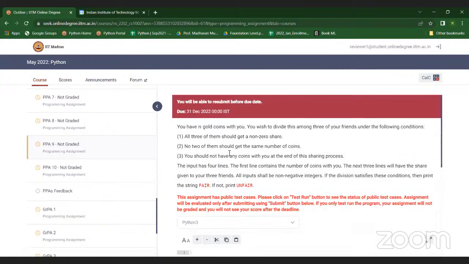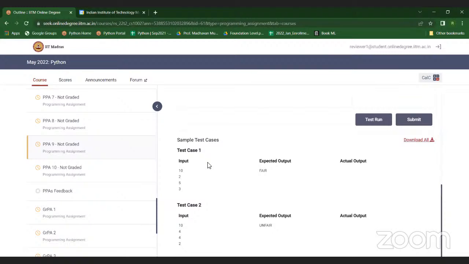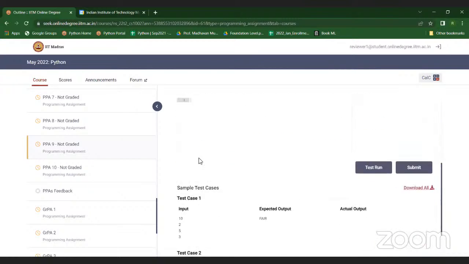So the second condition is satisfied. None of them got 0 shares, so the first condition is satisfied. The sum of these 3 coins, that is 2 plus 5 plus 3, equals 10. So I gave all of my coins, so the third condition is also satisfied. So that is why it is fair. Okay.